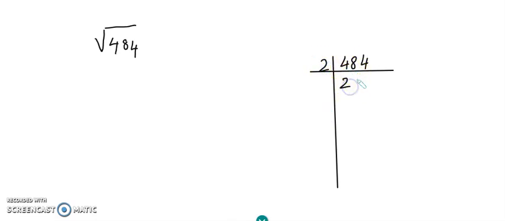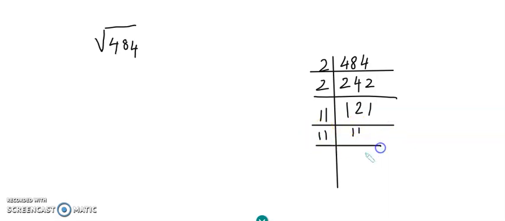2 2s are 4, 2 4s are 8, and 2 2s are 4. Again 2. 2 1s are 2. 2 2s are 4, 2 1s are 2. We know that 121 is 11 times 11.